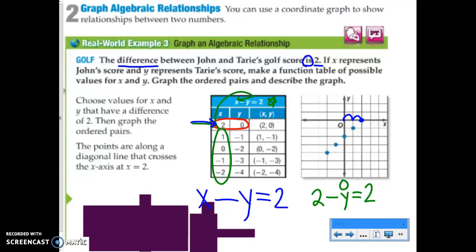So here is where they have shown you the relationship now between two of those different numbers.